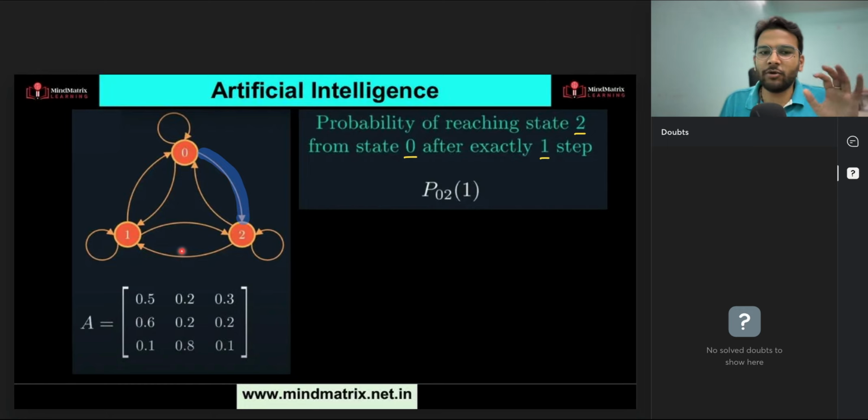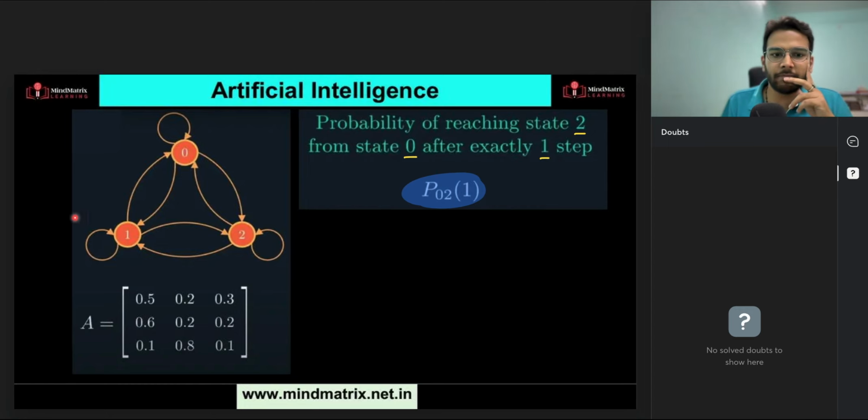So what will be the answer? Can you tell me what will be the answer? What will be the probability of this? Anyone? Think about it. 0.3, right? Exactly. Can I say this is going to be 0.3 from 0 to 2, right? So this represents it like this.